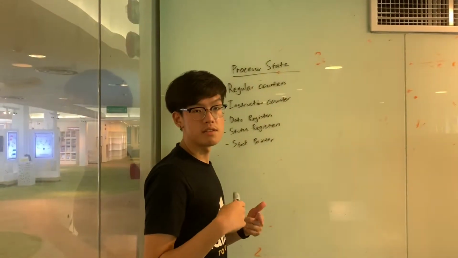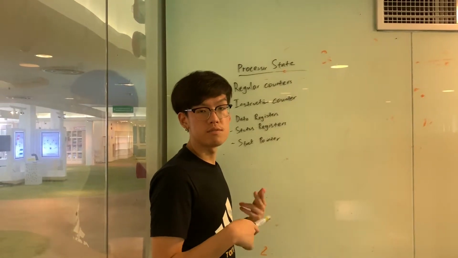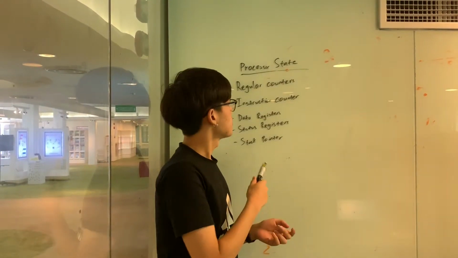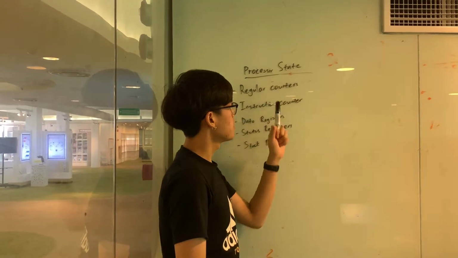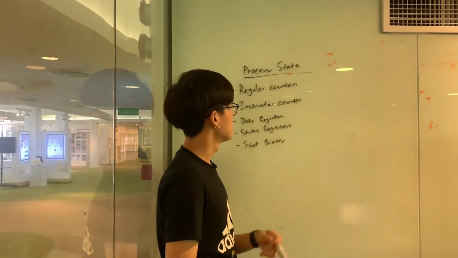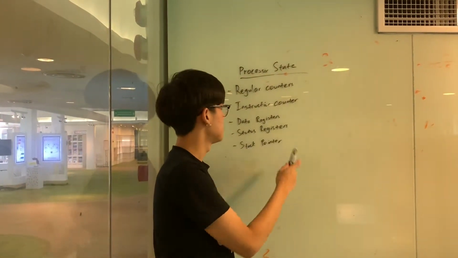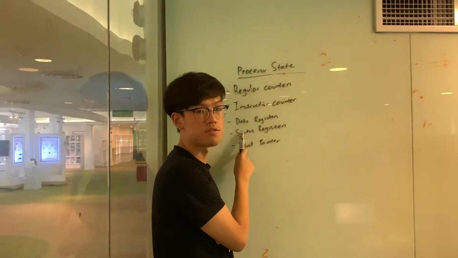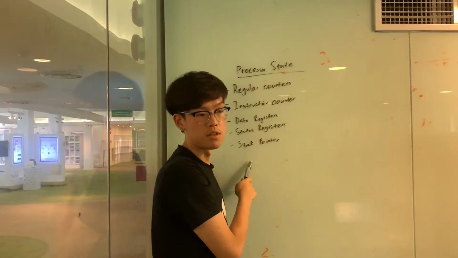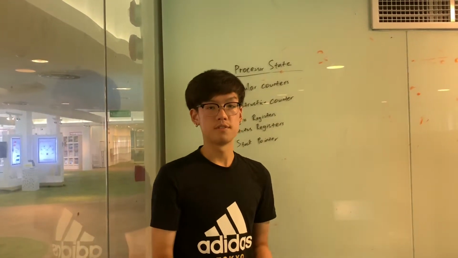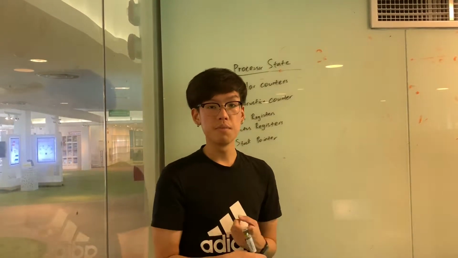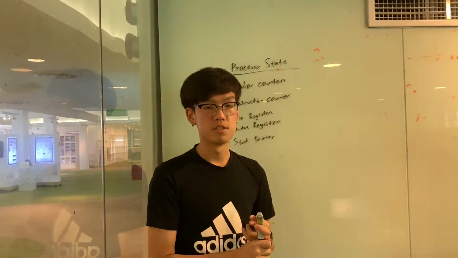So for a processor state, there are many states that it is made out of. Some of the states are program counters, instruction counters, and even data registers. Others are status registers and even stack pointers. An example of a processor state would be the minimum processor state and the maximum processor state.